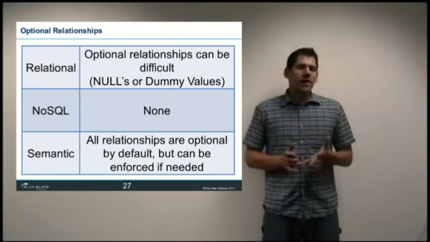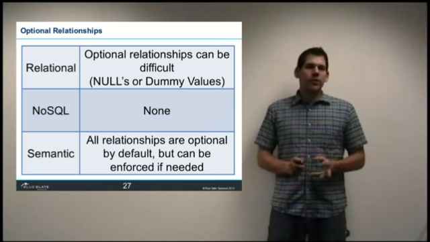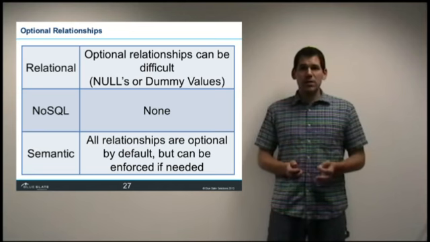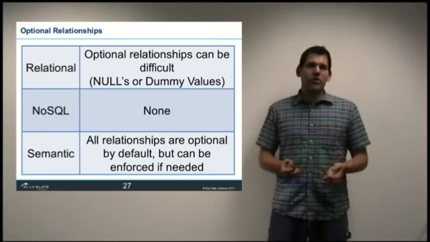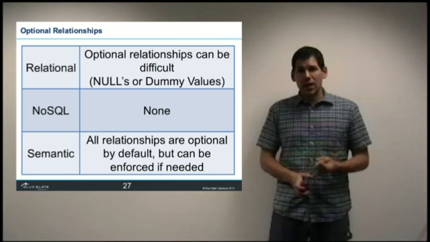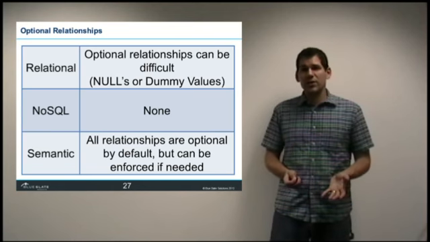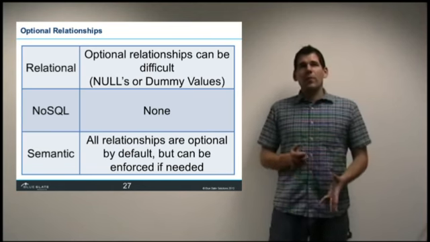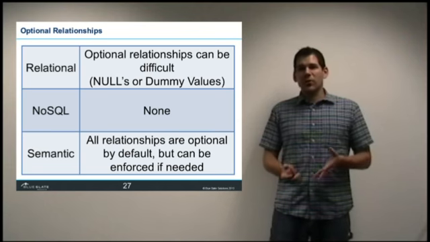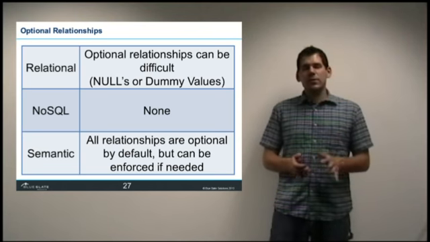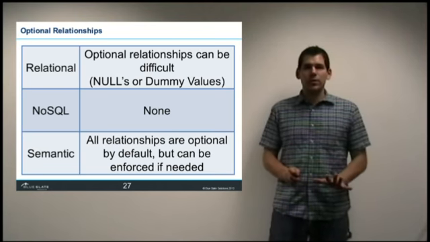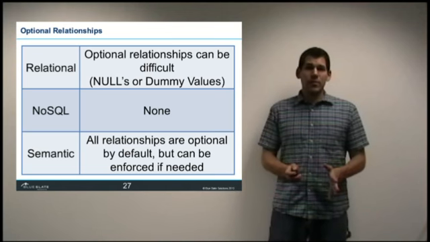With optional relationships, I've always had an issue with doing optional relationships in relational databases. You have a couple main choices: you can either put null values in, or you can put dummy values in where that dummy value represents that there is no relationship there. You can have optional foreign keys, but that makes null checking, and so there's a lot of issues with optional relationships in a relational database.